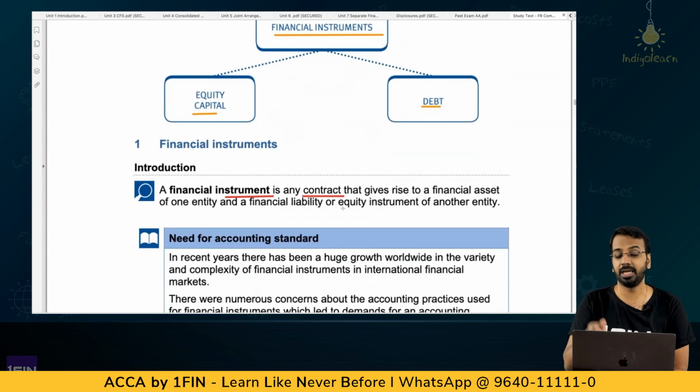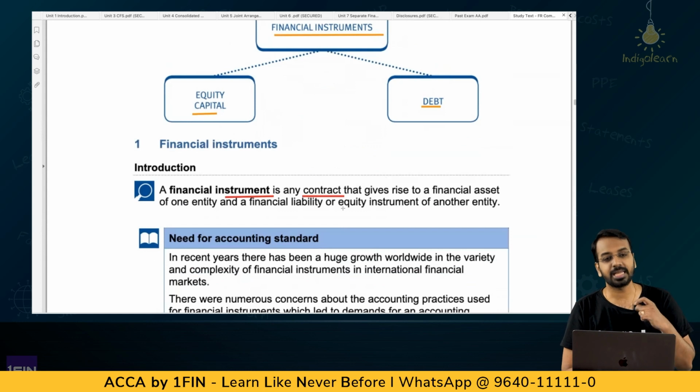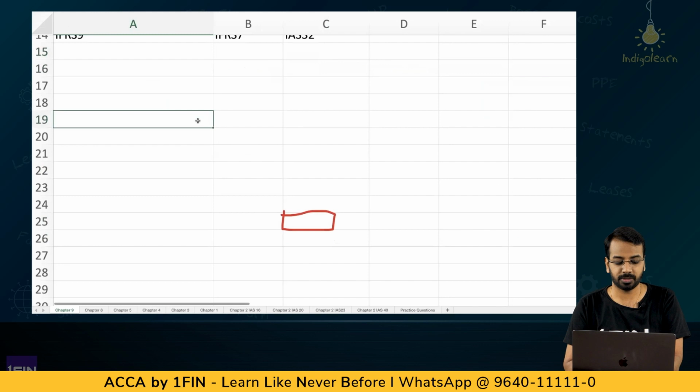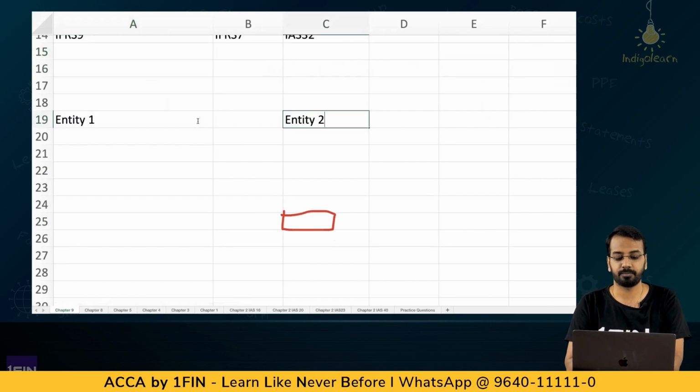So, when you receive money or when you would receive money, there has to be a contract. For example, a sale transaction is a contract. A contract may be written, oral, implied, whatever it is, but there is a contract. So, under a contract that gives rise to a financial asset of one entity and a financial liability or equity instrument of another entity. Now, here we are saying there is entity 1, there is entity 2.